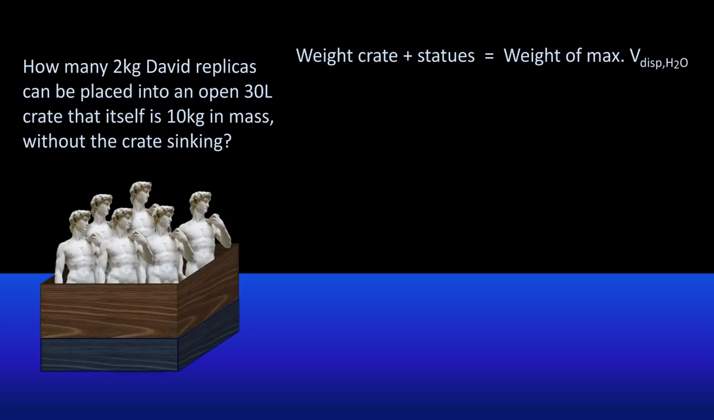So the weight of the crate is the mass of the crate times g. The weight of the statues is n, where n represents the maximum number of statues, times the mass of each individual statue, times g. And the weight of the maximum displaced water is the density of water times the full volume of the crate times g. As happens with many buoyancy problems, g cancels out.